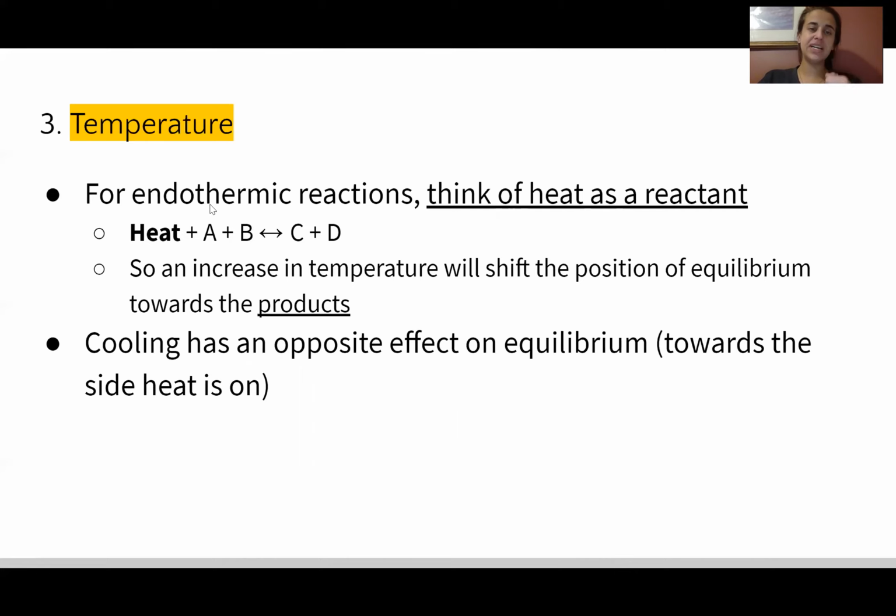Cooling has the opposite effect on equilibrium. It shifts toward the side that heat is on. So if we're cooling something, that means we're taking heat away, so we're going to shift more toward the side that the heat is on in order to balance out our reaction.